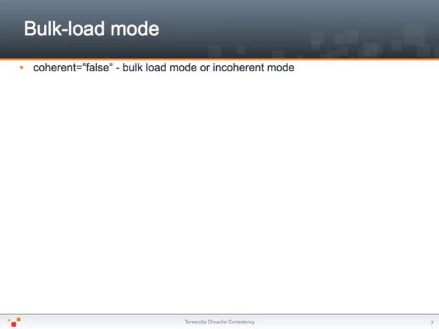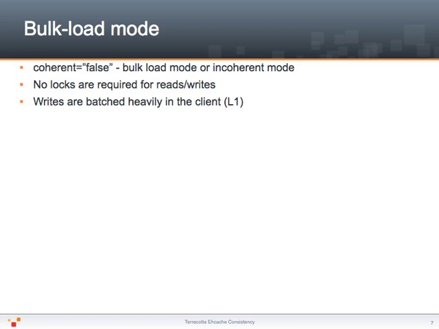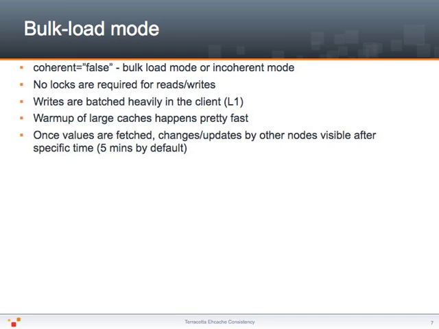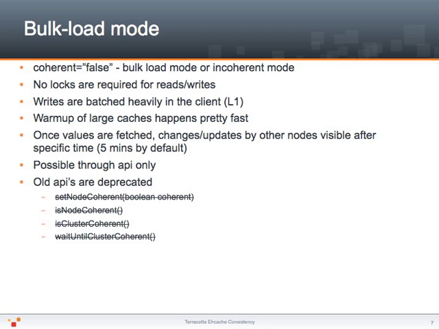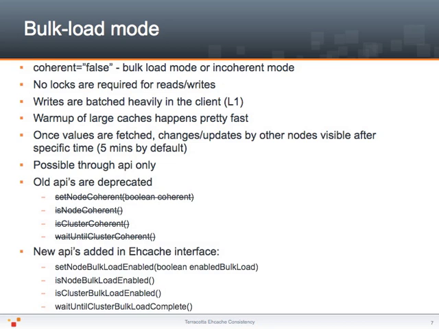Bulk load mode, or the old coherent equal to false mode. Like eventual consistency, no locks are required for reads and writes with bulk load mode. Writes are batched heavily in the client, and as the name implies, warm-up of large caches happens pretty fast in this mode. For reads in this mode, once the values are fetched by the clients, the updates made by other nodes are only visible after a specific period of time, which is 5 minutes by default. And from this release onwards, it is possible to enable bulk load mode through APIs only. The old APIs have also been deprecated and the new APIs introduced in each cache interface should be used.